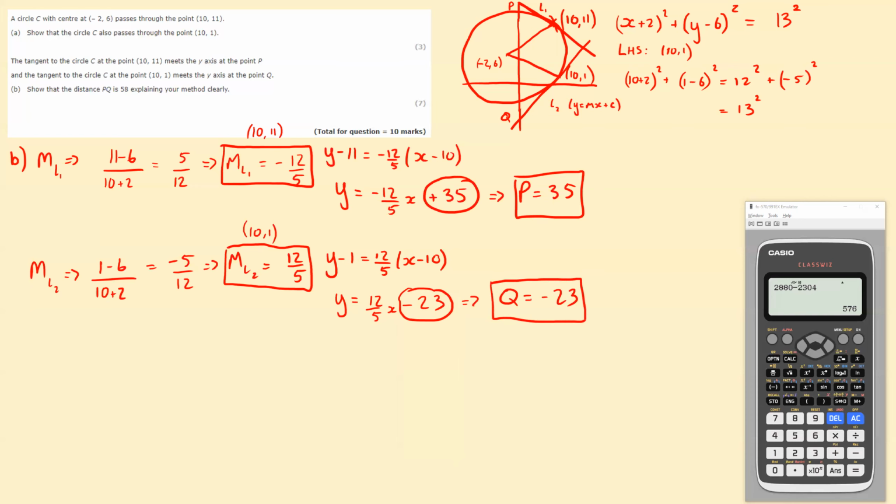Now, to get from minus 23 all the way up to 35, you can either do the difference between these, or you can think about a little bit of logic, but that means that PQ is therefore equal to 35 minus minus 23. So the difference, which is 58. And at that point, you know you've done it right because you got the right answer. And that's hopefully recorded properly this time.